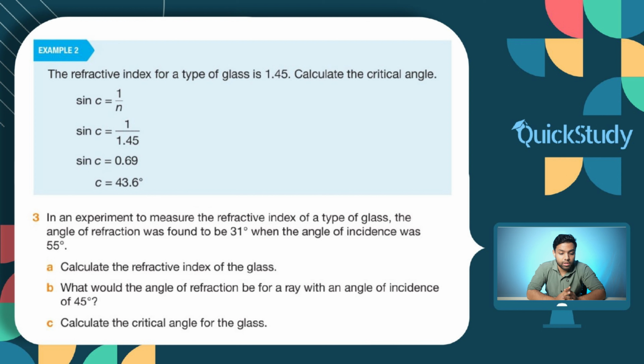There is another problem given here which you can try to solve by yourself to check if you have understood all the things regarding light waves. In this problem, we have to calculate the refractive index and also the critical angle. So we have to use both the formulas that we have learned.